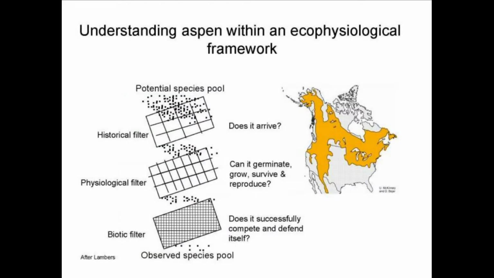So an ecophysiologist or a plant physiological ecologist will often use this framework to understand ecological observations. You have a potential species pool, and there are three filters. First, there's a historical filter, and you can ask the question, does it arrive? Aspen is really interesting because it has arrived in a lot of places, from the Atlantic to the Pacific, all the way up to northern Alaska, down to central Mexico. So you have to ask, what are the traits that have allowed aspen to be so successful across that wide amplitude of environmental gradients?